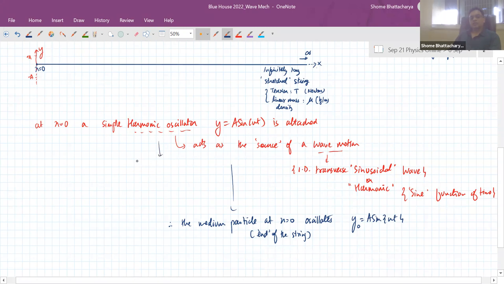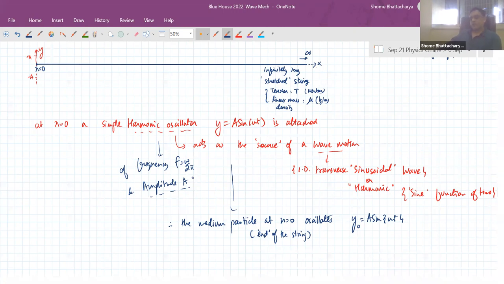Simple harmonic oscillator has frequency and amplitude capital A. So these are the two important properties as far as the source or the simple harmonic oscillator is concerned. It has a frequency f and an amplitude A. Now, what the oscillator does is force this end of the string to oscillate according to this equation, which we've written here.